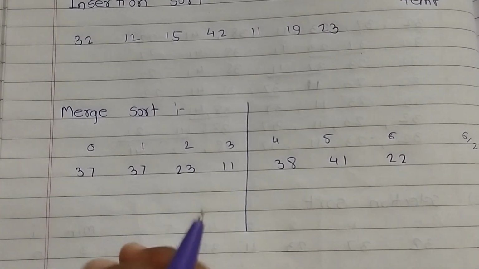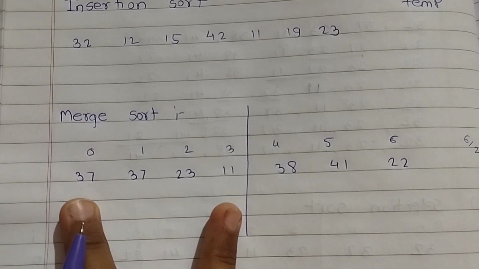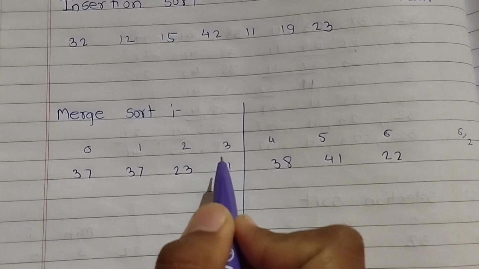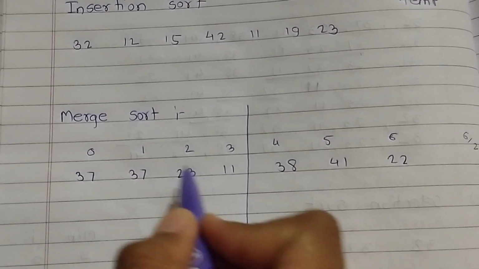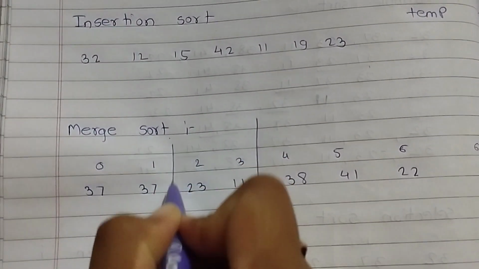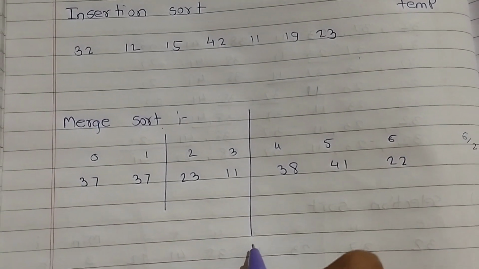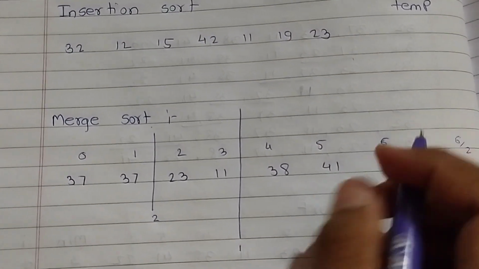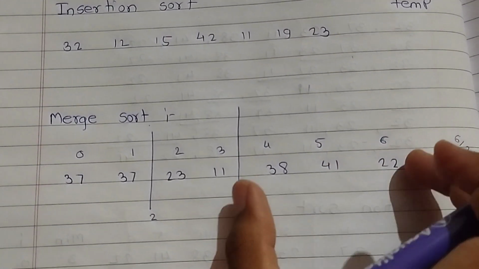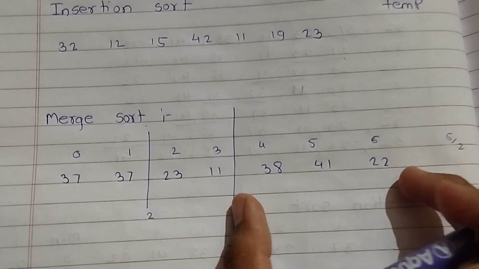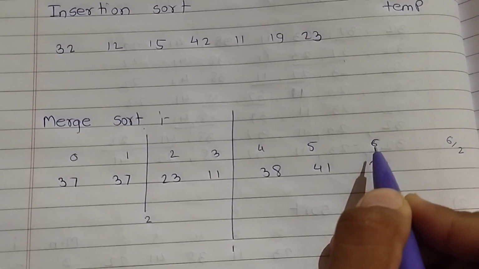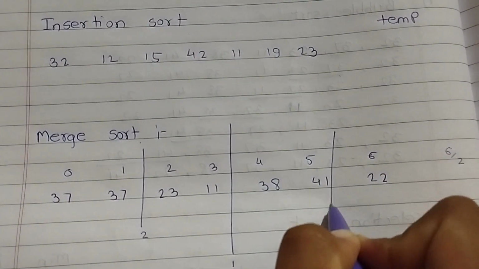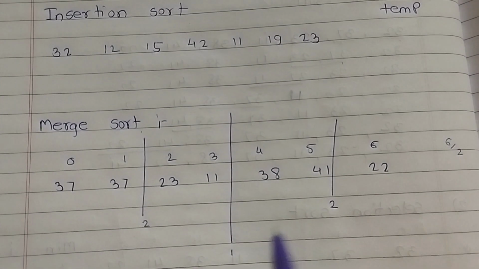Now we again use the divide strategy for each part. So 0 plus 3 is 3. 3 divided by 2 is 1. Now we divide from here. For our simplicity we give numbering here. This is 1, this is 2. Again now we divide the right part. So 4 plus 6 is 10. 10 divided by 2 is 5. So this is also 2.